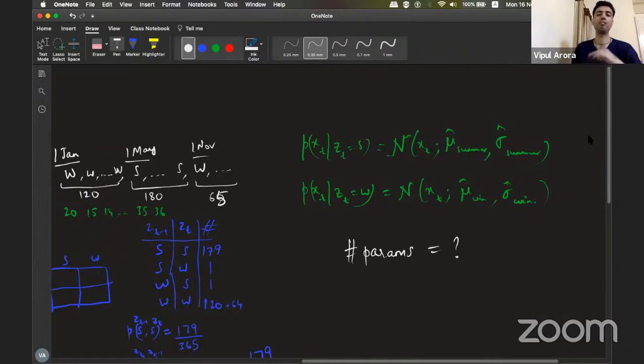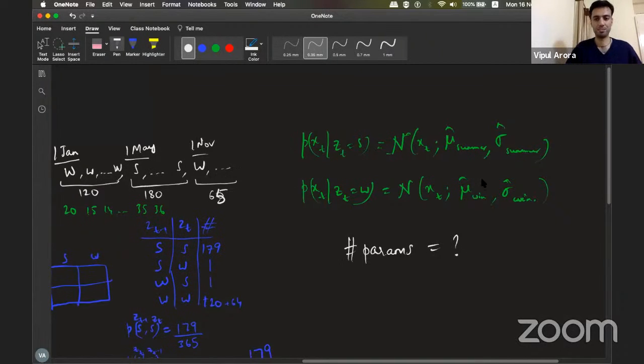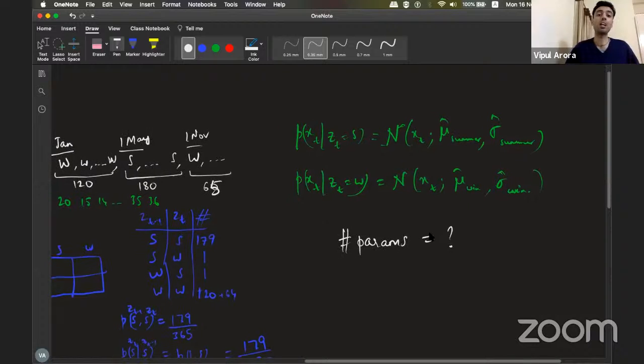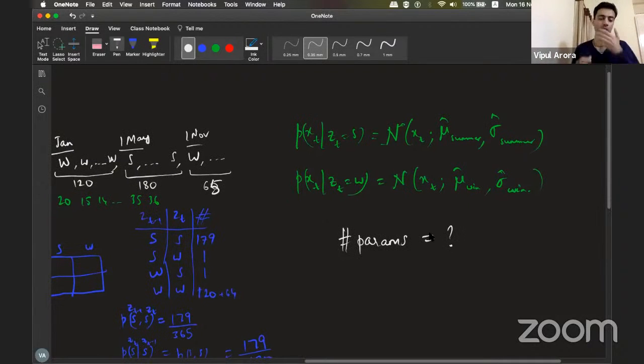Just for your information, we have just now seen the way to estimate the values of those parameters. Okay, so we have one answer from Sumit. He says 4. Anybody else with any other answer? How many total parameters are there in this entire HMM model, which we just now saw?